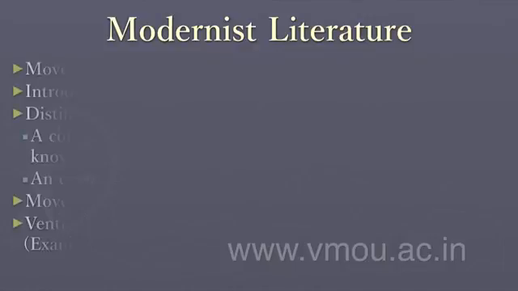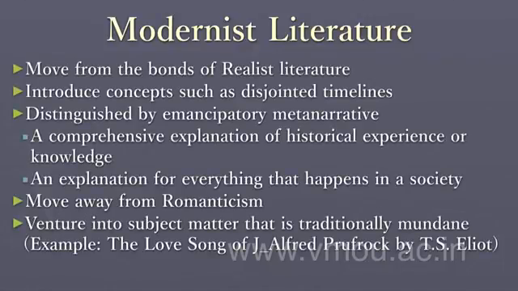It moves away from the bondage of realist literature. It introduces concepts such as disjointed timelines. It is distinguished by emancipatory meta-narrative. It moves away from romanticism, and the examples are The Love Song of J. Alfred Prufrock and The Waste Land in the field of poetry, and Ulysses in the field of fiction.